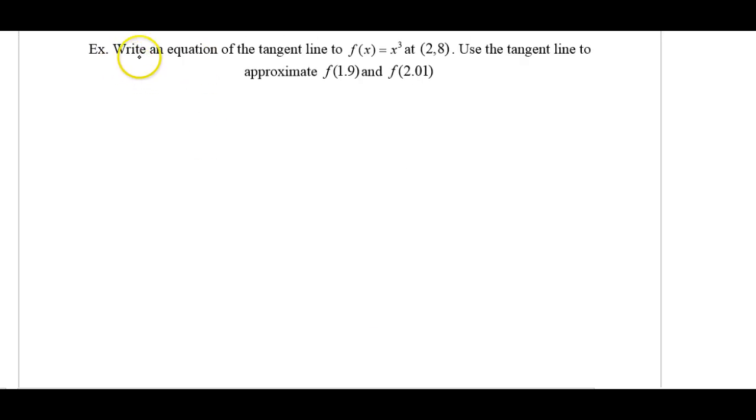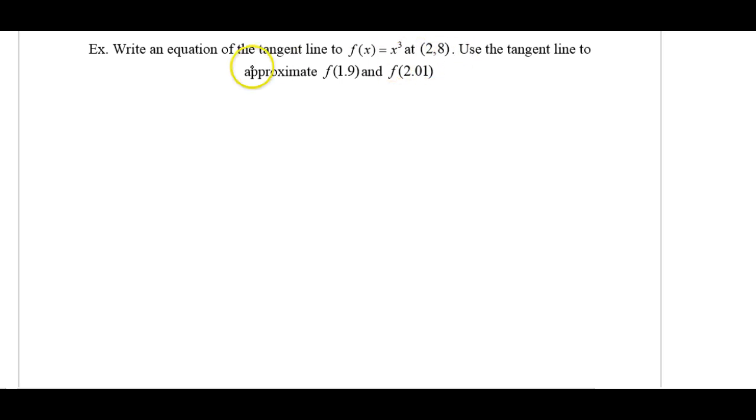All right, here we go with our first example. Write an equation of the tangent line to f of x equals x cubed at the coordinate point (2, 8), and then use the tangent line to approximate f of 1.9 and f of 2.01.